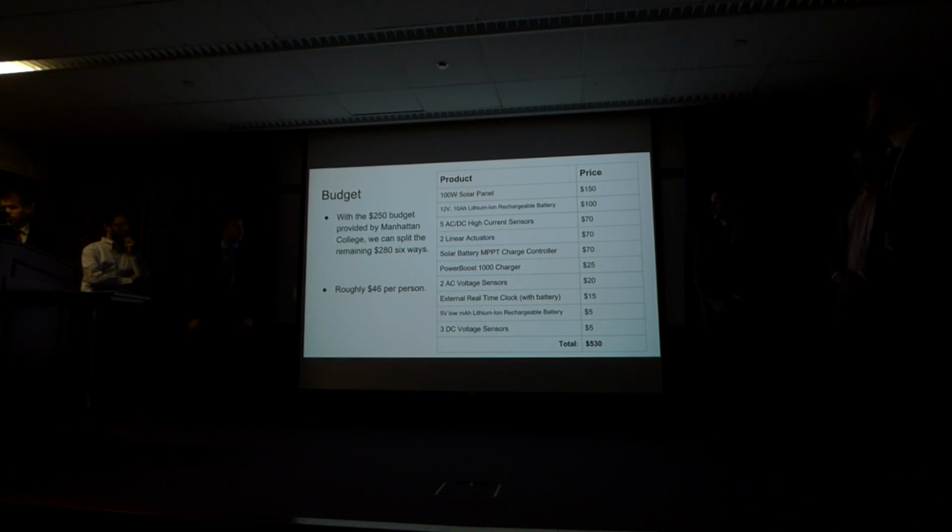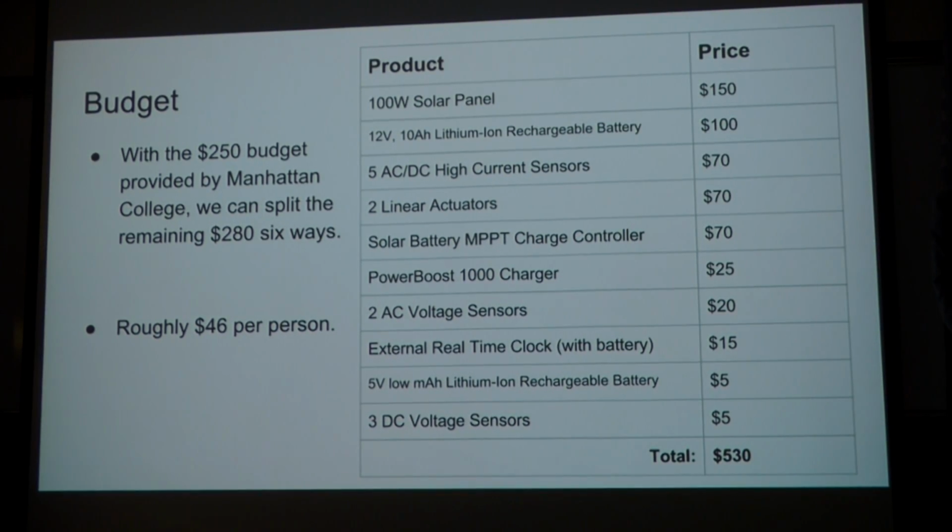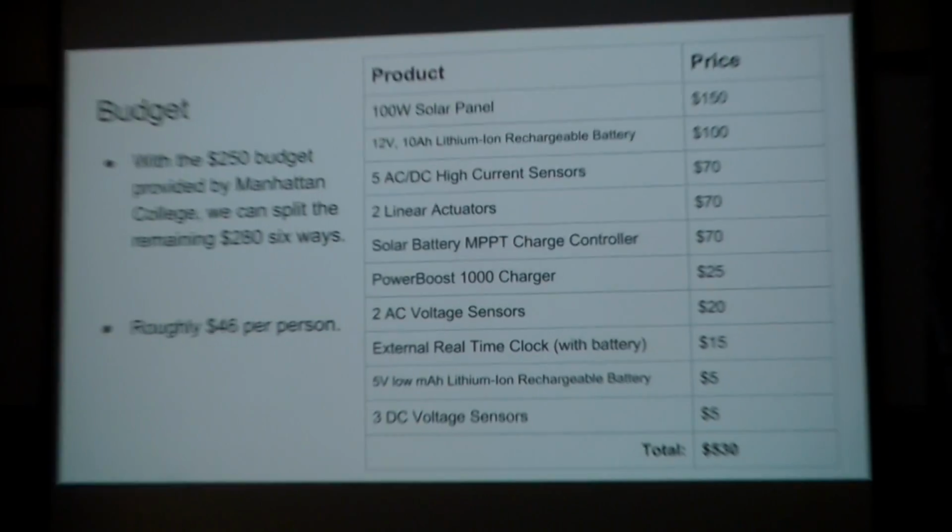So as you can see here, the most expensive products in our project will be the solar panel, the lithium-ion rechargeable battery, and the high current sensors. Luckily, the software portion of the project will not cost anything, but we do come up with a total of about $530 worst case scenario for the hardware. With the $250 budget that the college supplies to us, this comes out to $280 that we can split 6 ways, and that's roughly about $50 per person. But again, this is the worst case scenario, and we expect to actually bring down the prices of some of these products.